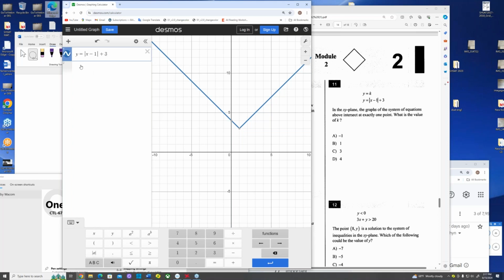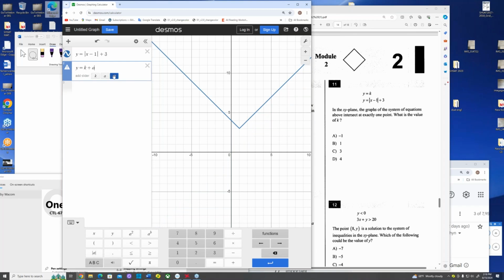Look at this. If I try to type here y equals k, this is not what I expect. I do this trick in Desmos. I just add another variable, let's say a.